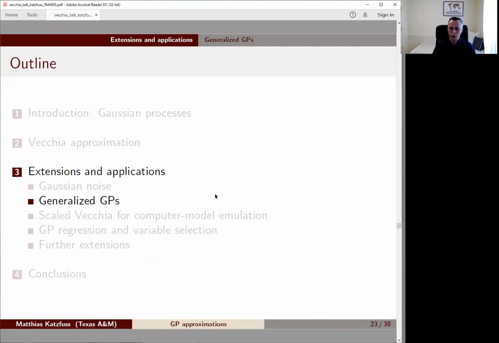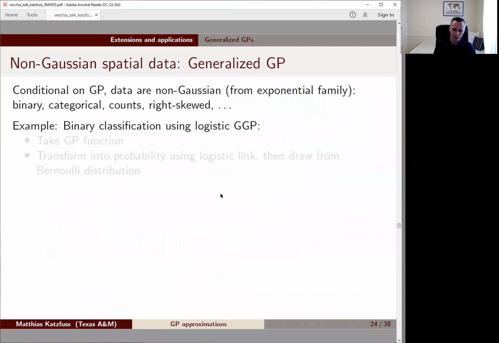Okay. We can also apply Vecchia in the setting of a generalized Gaussian process. So this is now basically using a Gaussian process at a latent level to model non-Gaussian data. So conditional on the GP, the data could be from any exponential family distribution. We could look at binary data for classification, categorical data, counts, right-skewed data using a gamma distribution, for example. And so this is a class of GPs that are sometimes referred to as a generalized GP. I have an example here that deals with binary classification, so where our data is 0-1 type data, and then we could use a logistic generalized Gaussian process to model that.